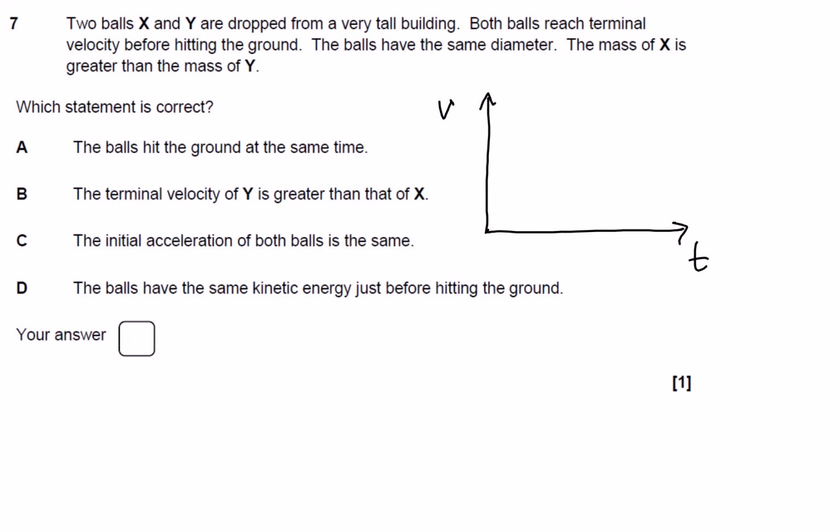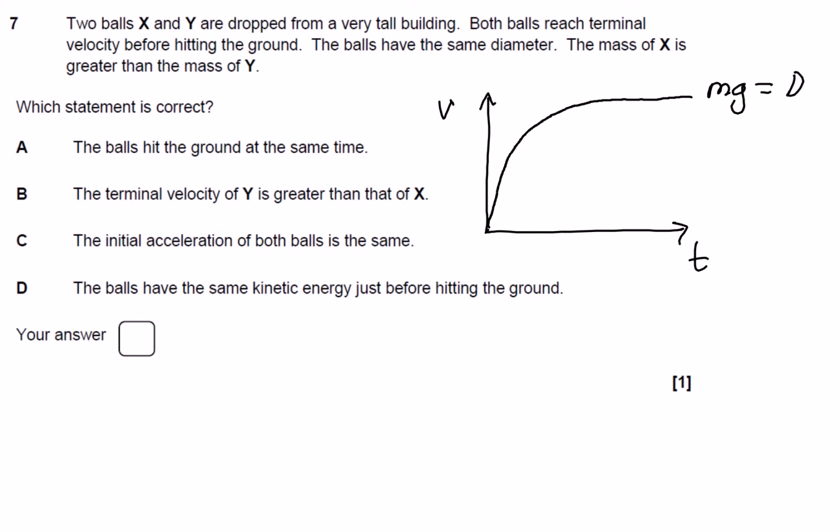Now, what will happen is our object will fall. Initially, it will accelerate at g, so 9.81 meters per second squared, and then as it gets faster and faster, the drag force gets bigger, so the rate of change of velocity gets smaller until we get to our terminal velocity. And when our object is at terminal velocity, we know that the weight of the object, mg, is going to equal the drag force.